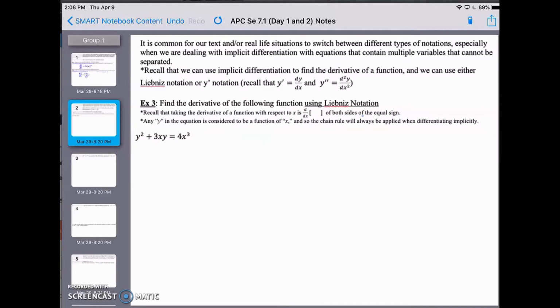Again, this is review, but we haven't done it in a while, but hopefully once we go through the problem, it's going to ring some bells for you. So if we want to take the derivative with respect to x of the left side and the right side, we're going to have d/dx of y squared plus 3xy is equal to d/dx of 4x cubed.